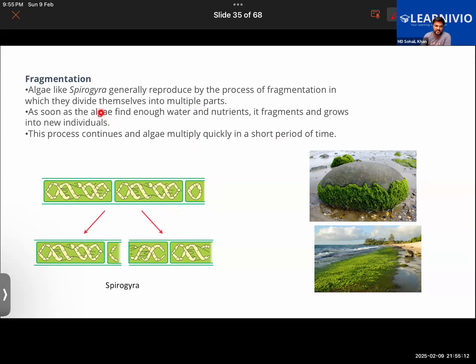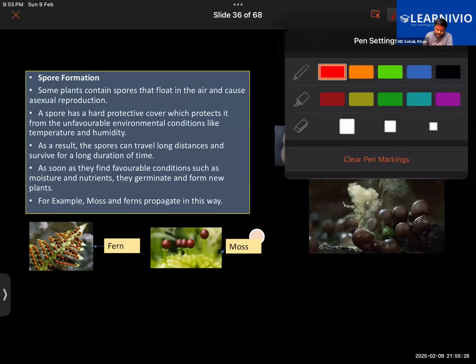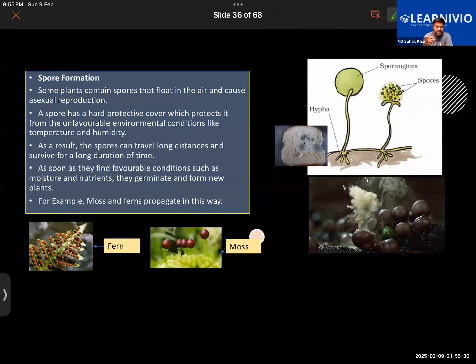The name fragmentation basically comes from the fact that the parent organism splits up into fragments. Fragments mean pieces. Each fragment grows into a new alga. Like this one is also going to grow into a new alga when it divides. So that was all about fragmentation. Next is spore formation.